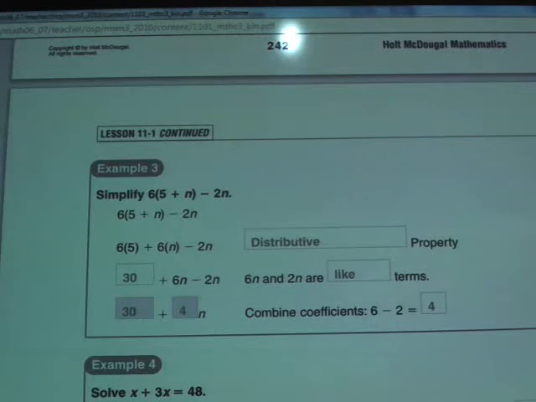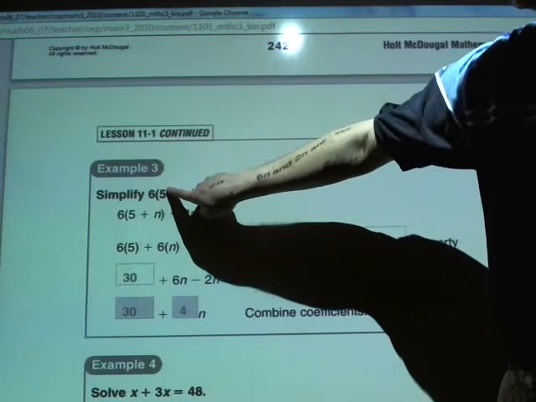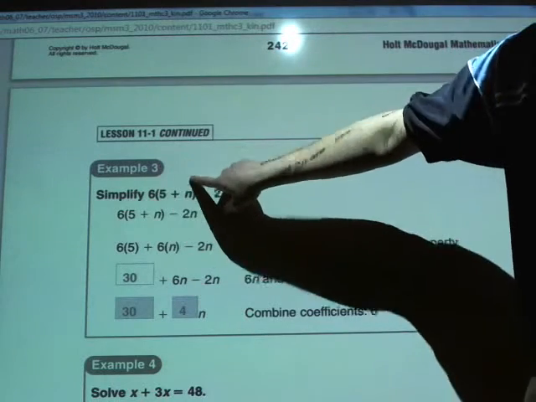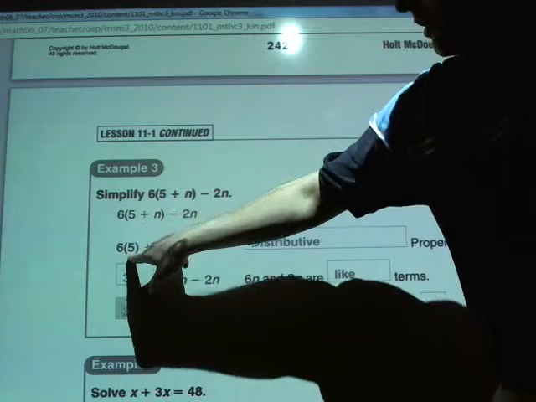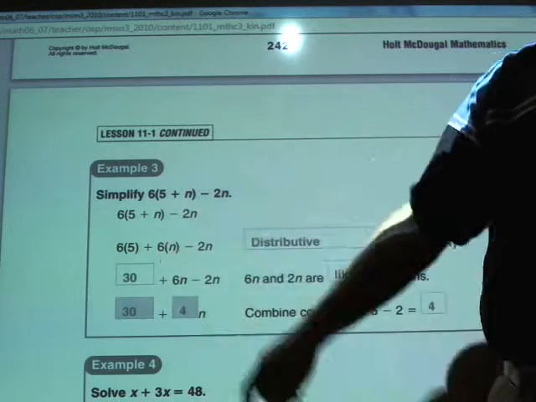So 2n isn't going to be playing into the distributive property part here. So let's go ahead and take care of the 6 times the 5 plus n. I've got to take the 6 and carry it through to the 5 here, and I have to take the 6 and carry it through to the n, which is what they've shown you they've done right here with the 6 times 5 and the 6 times n.